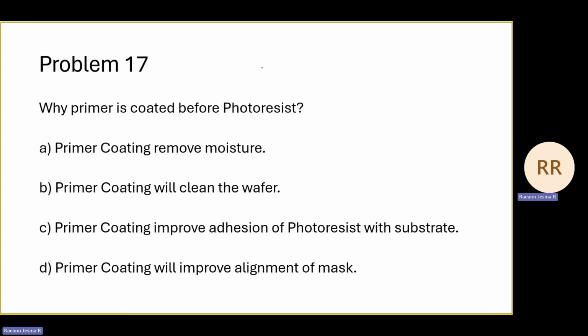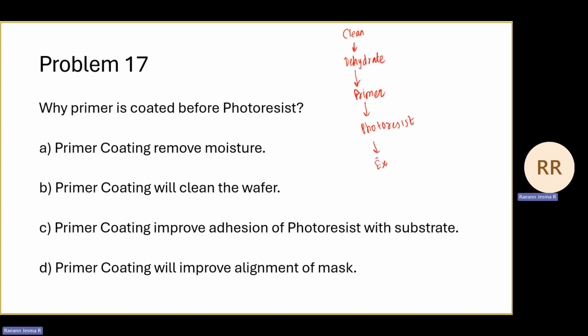Okay. So before we look at the answer, let us recall what are the steps that are done. First we will clean the wafer, then we will dehydrate it. In dehydration, we are removing all the moisture. Then we will coat the primer. Then we will coat the photoresist. And then we'll do the exposure and development.